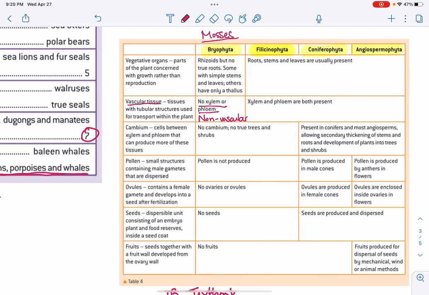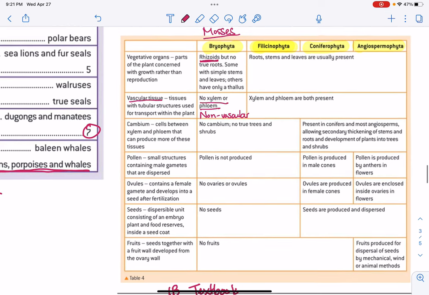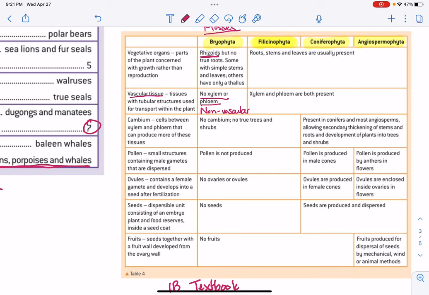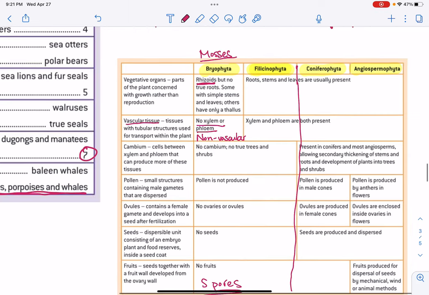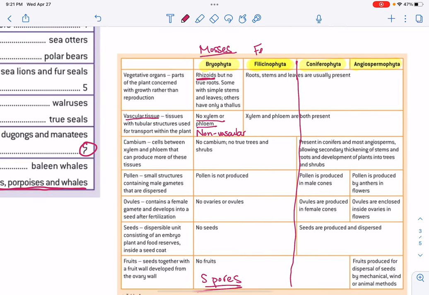The mosses, for example, are usually attached to rocks, and they have these rhizoids. So instead of roots, they have simple stems and leaves. The rhizoids are very similar to roots, but it's basically just what is able to cling on to the rock so that it can grow on a rock or some other surface. So those are mosses. They also, I don't know if it's written here, reproduce using spores. Both these two, and the ferns as well, reproduce with spores.